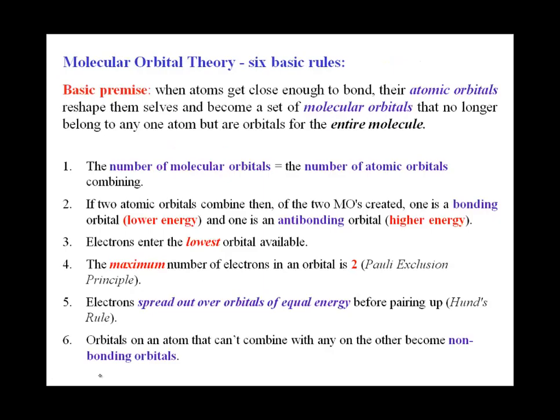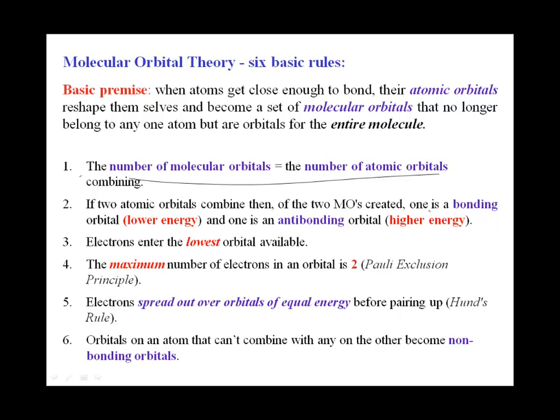Okay. So here I've just summarized it for you, again for your notes, what I've been talking about. So you get close enough, you get the atomic orbitals, they reshape to molecular orbitals. And then you have some key points here. So the number of molecular orbitals is going to be equal to the number of atomic orbitals. So if you have altogether 6 atomic orbitals, you're going to get 6 molecular orbitals.